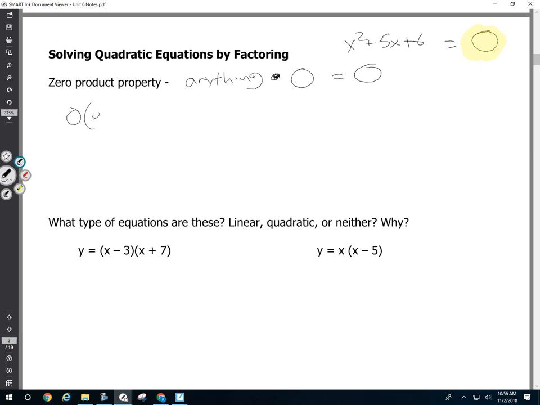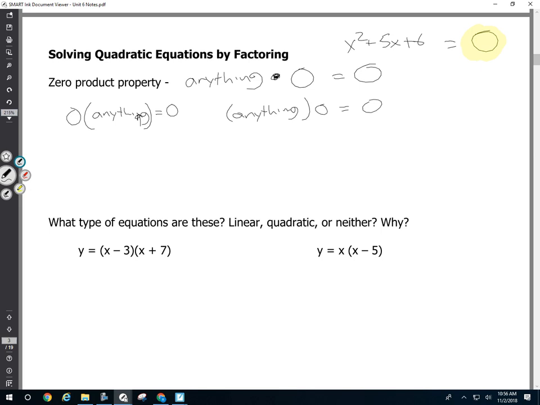Zero times anything is 0. Anything times 0 is 0. That's important, and that's powerful. Products are powerful. Okay? Products are powerful when we're talking about zeros.